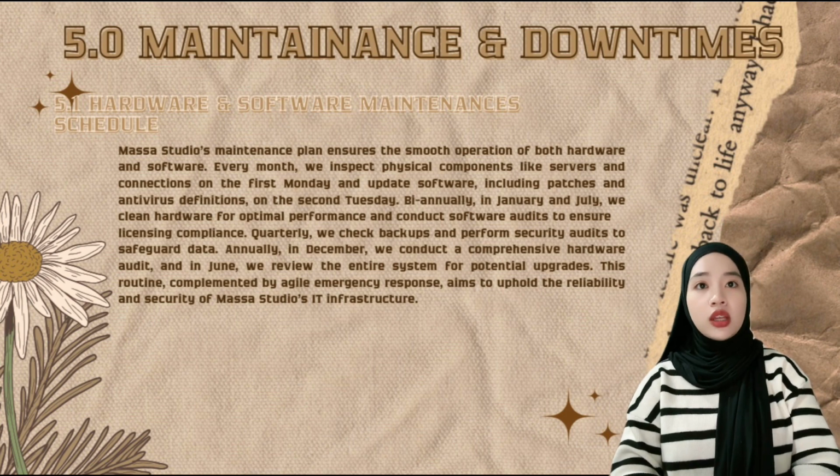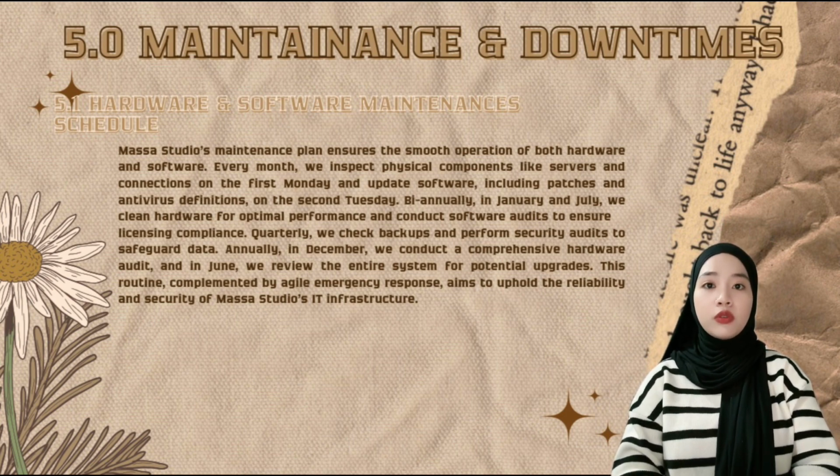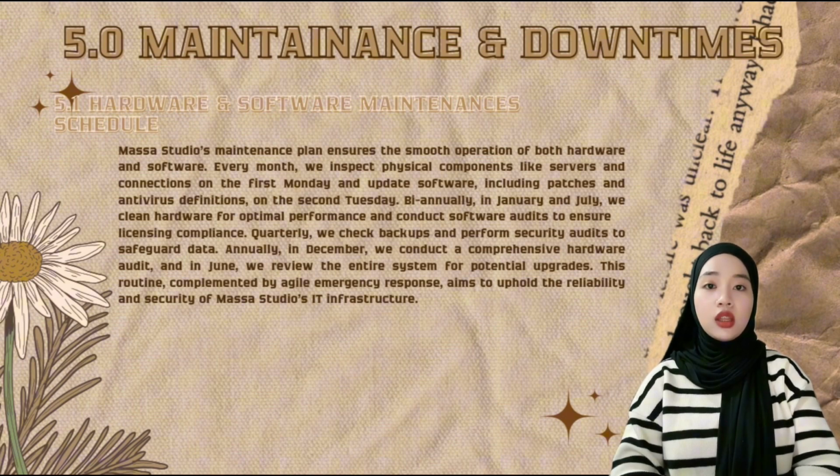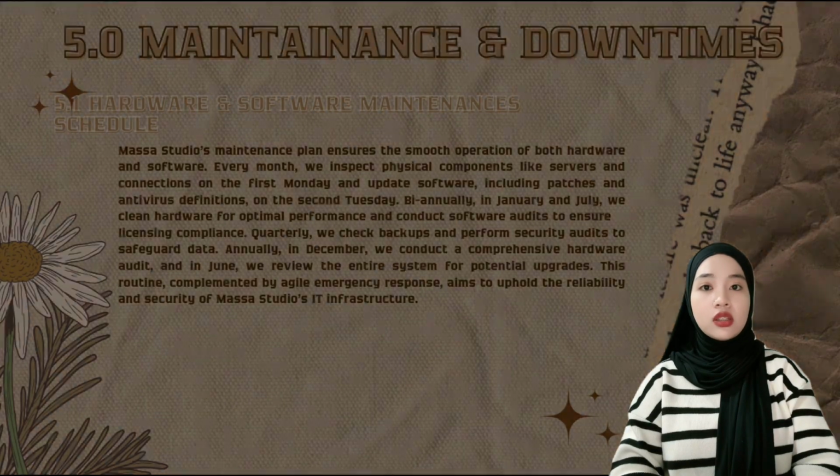Biannually, in January and July, we clean hardware for optimal performance and conduct software audits to ensure licensing compliance. Quarterly, we check backups and perform security audits to safeguard data. Annually, in December, we conduct a comprehensive hardware audit, and in June, we review the entire system for potential upgrades. These routines, complemented by agile emergency response, aim to uphold the reliability and security of Masa Studio's IT infrastructure.